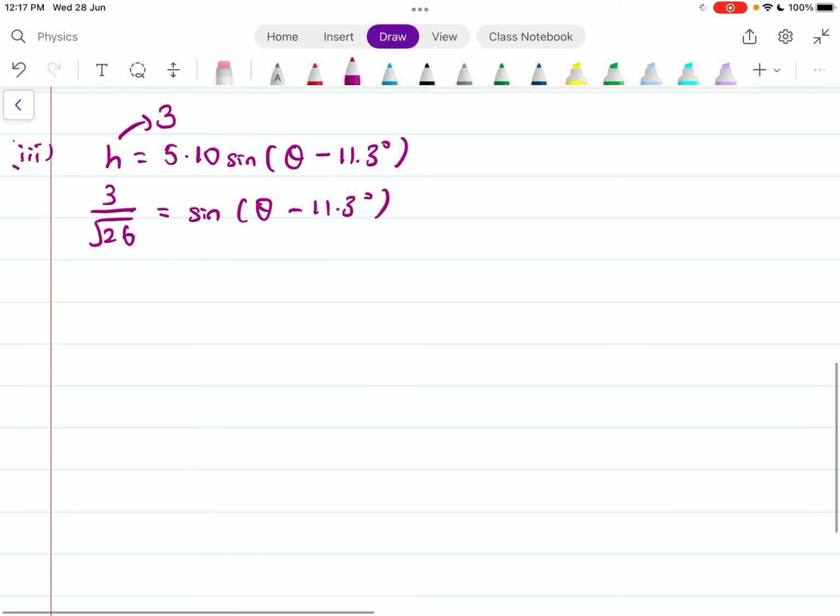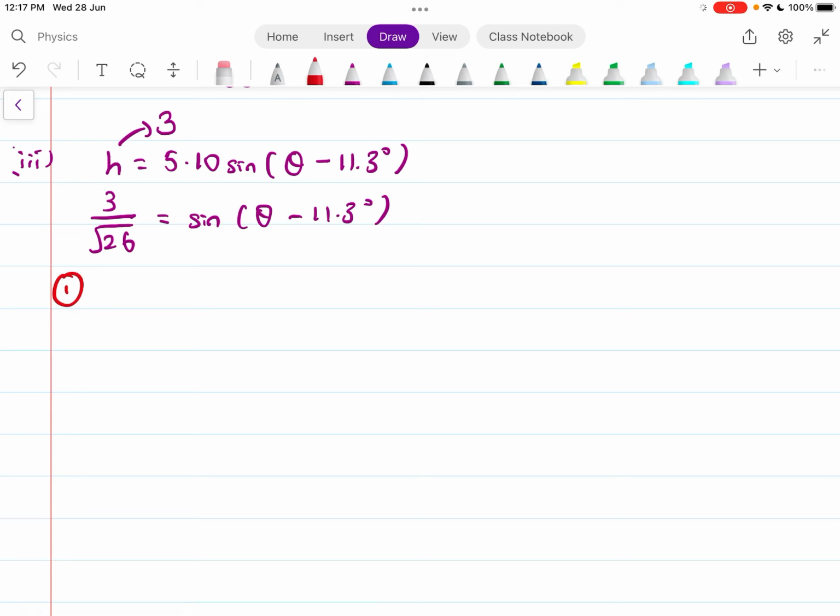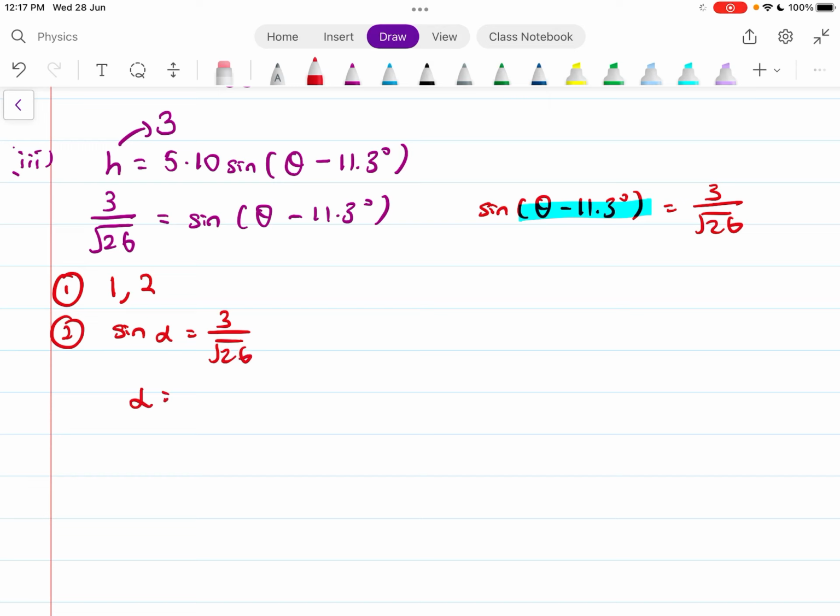After that, the next step is solving the trigo equation. First step is always to determine the quadrant. Of course it's positive, so it's first quadrant and second quadrant. Second step, we want to find the basic angle. Let me write it in this form first. Theta minus 11.3 degree is equal to 3 over square root 26. You replace this whole thing with alpha, so sine alpha is equal to 3 over square root 26. So alpha, I'll just do the sine inverse of 3 over square root 26. Your basic angle is about 36.0 degree.